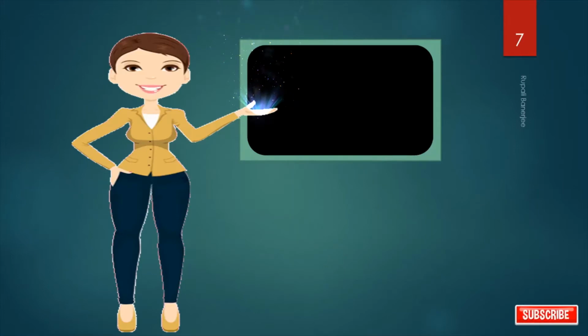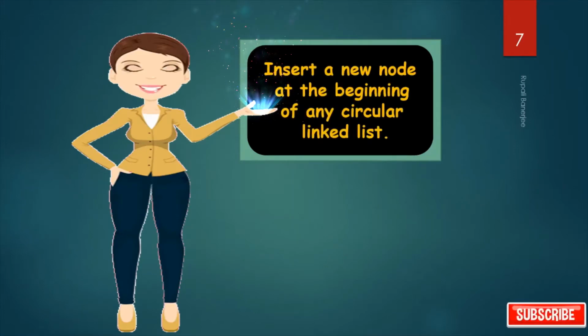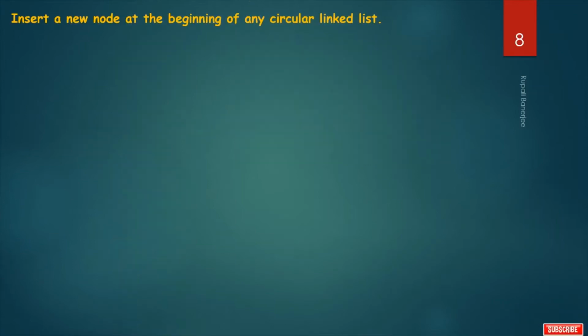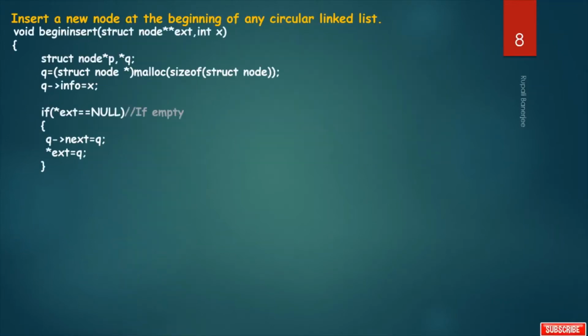Our first operation is to insert a new node at the beginning of any circular linked list. Means how we can insert a new node at the starting, means after the last node I have to insert our first node in the circular linked list. Here the function name is BeginInsert. I am passing the address of the external pointer.